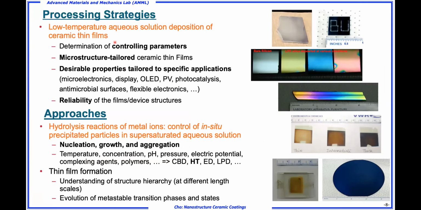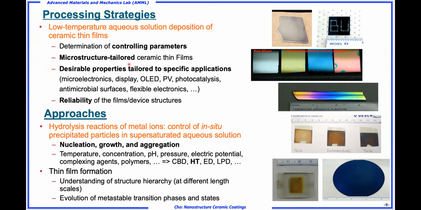So given that background, I'm going to present some processing, structure and their relationship aspects of this ceramic work. As shown in the biomineralization process, our processing strategy will be using low temperature aqueous solution deposition. In the natural process for biominerals, it will take months or even years to generate the nice ceramic layer. But in the laboratory scale or in actual application, we cannot wait that long. So we have to identify the most controlling parameter that is critical, so that we can have better control of those structures with a better property.